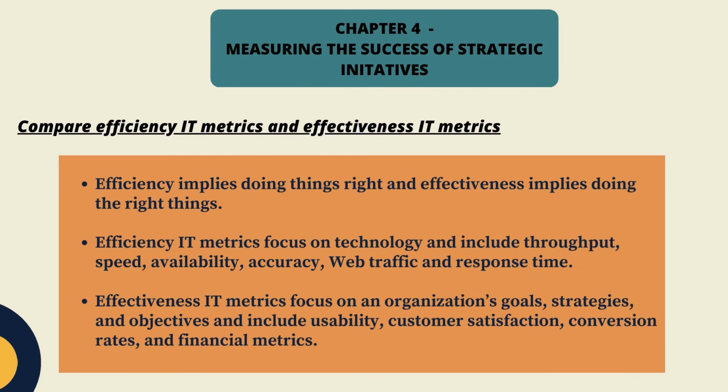Next, we go through chapter 4, which is measuring the success of strategic initiatives. There is a comparison between efficiency IT metrics and effectiveness IT metrics. Efficiency implies doing things right, and effectiveness implies doing the right things. Efficiency IT metrics focus on technology, meanwhile effectiveness IT metrics focus on an organization's goals, strategies, and objectives and include usability, customer satisfaction, conversion rates, and financial metrics.